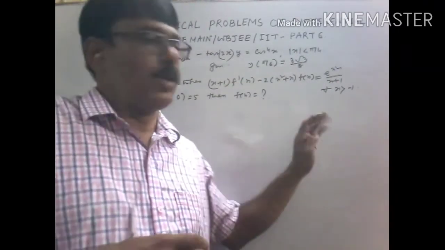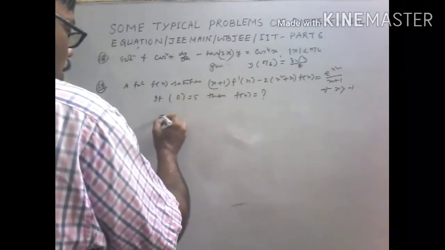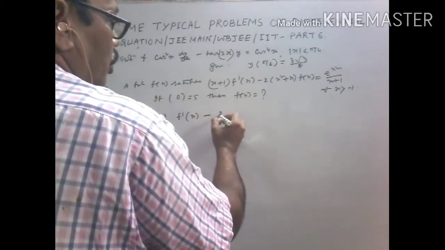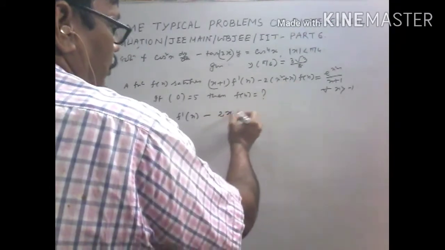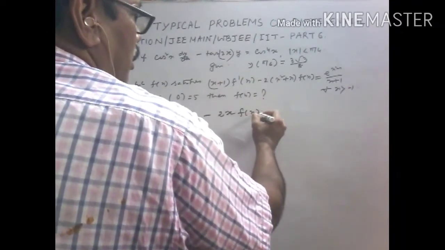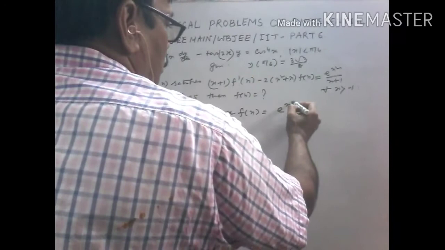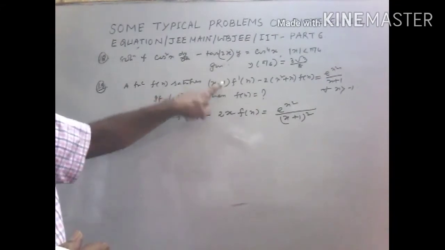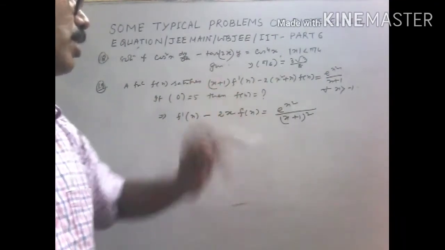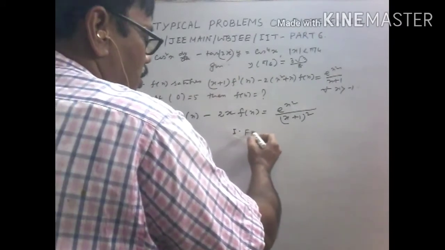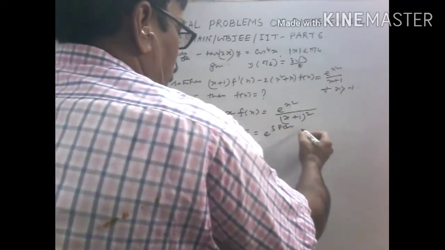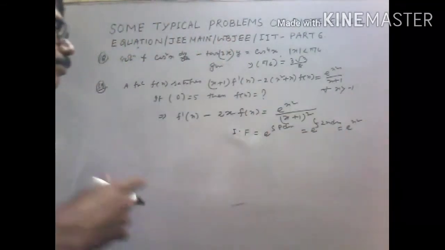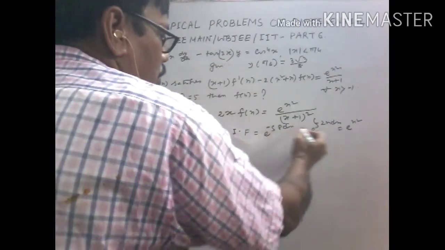The equation is given, so we write it in standard form. Divide throughout by (x plus 1): f dash x minus 2x common. So x plus 1 cancels out, leaving e to the power x square times (x plus 1) whole square. Dividing throughout by x plus 1, x plus 1 is common and cancels out. Now the integrating factor is e to the power integral of p dx, so e to the power minus 2x dx, so e to the power x square only. Now it is negative also.